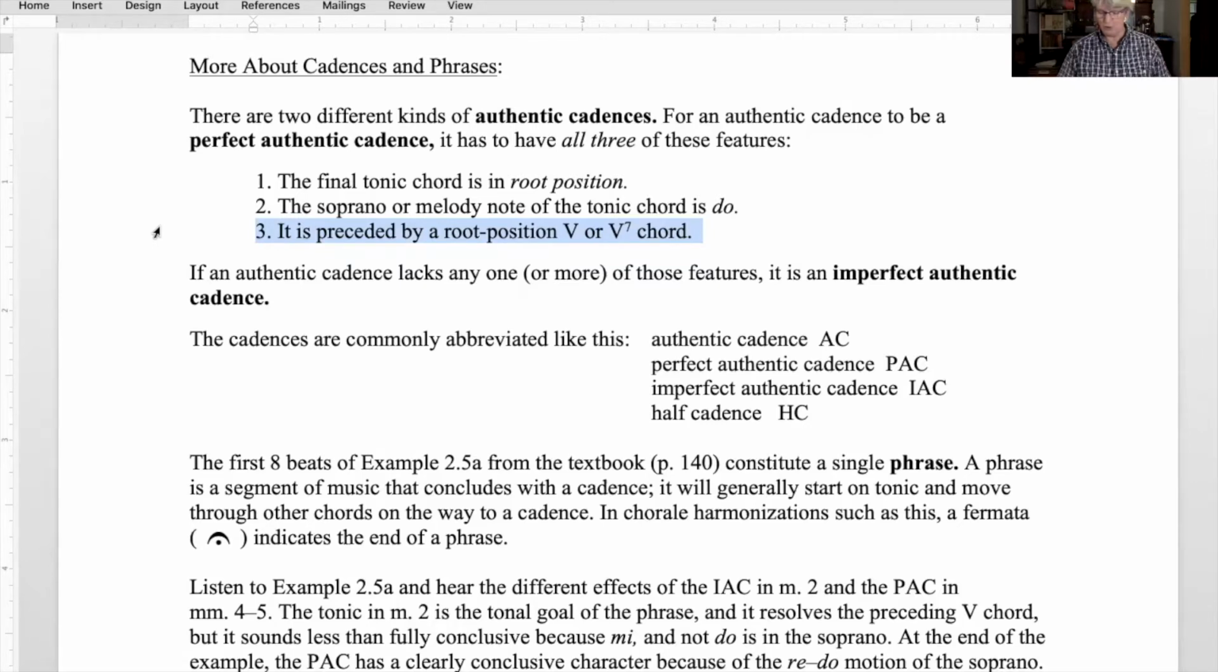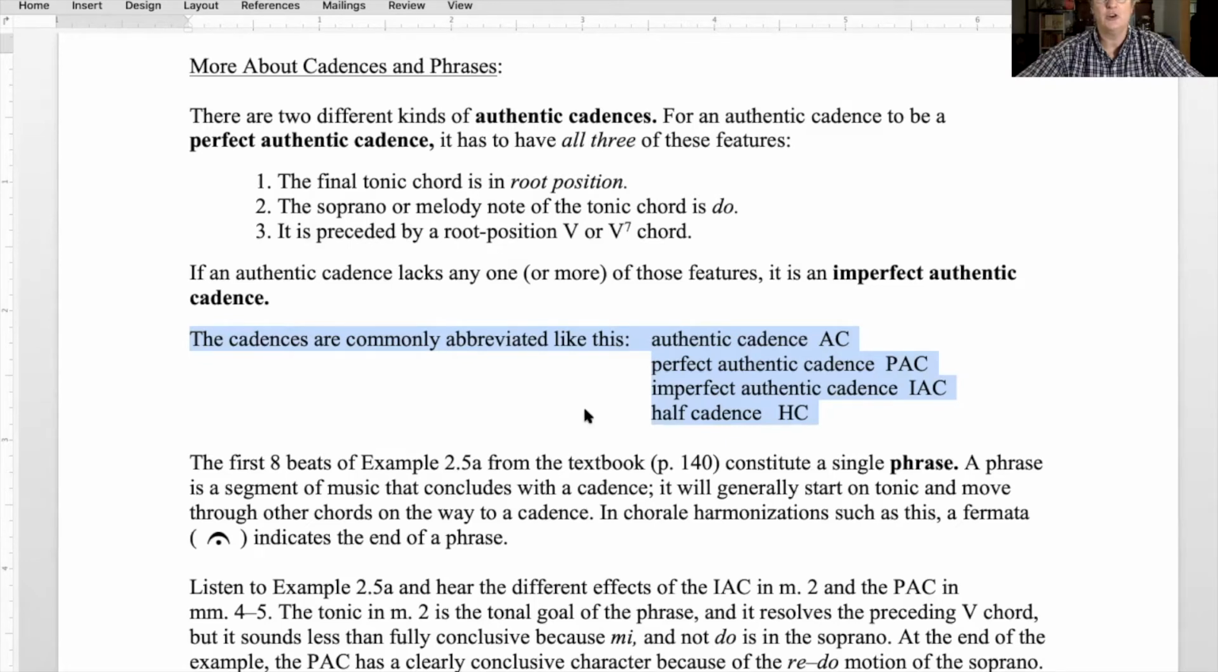Here's one where we don't go to a root position 1 chord. Here's an example where we don't have a root position 5/7 chord. Here's an example where we go to a 1 chord with a different note in the soprano. And just for your information, these cadences are commonly abbreviated this way. Apart from knowing the terminology, you should also know these abbreviations.